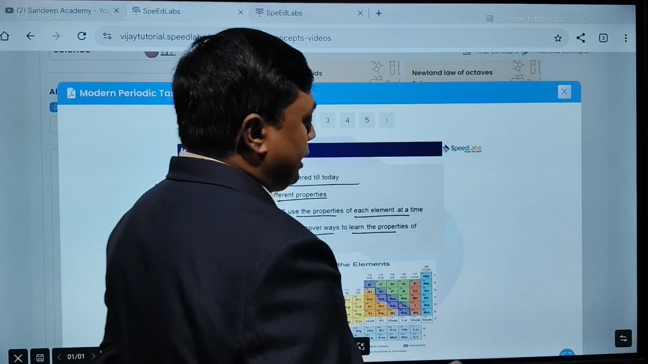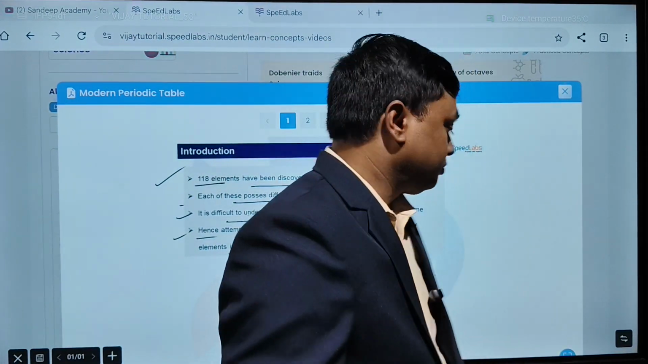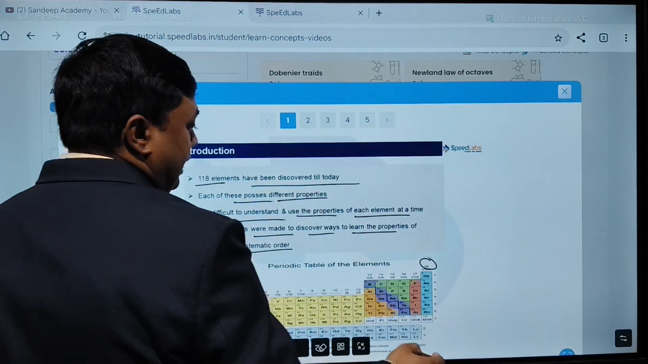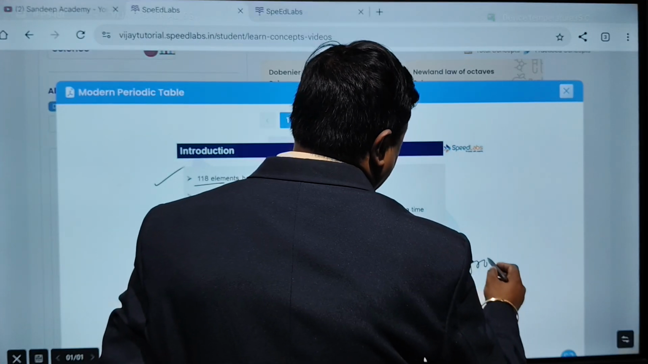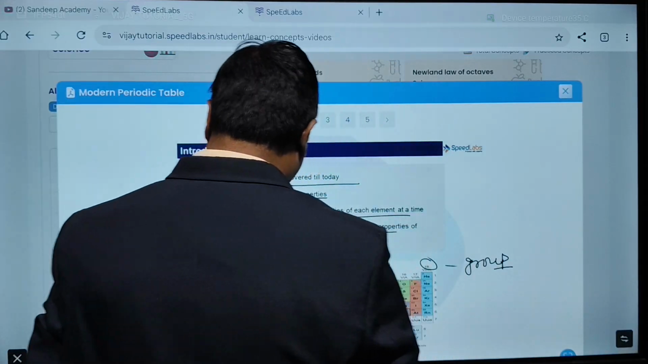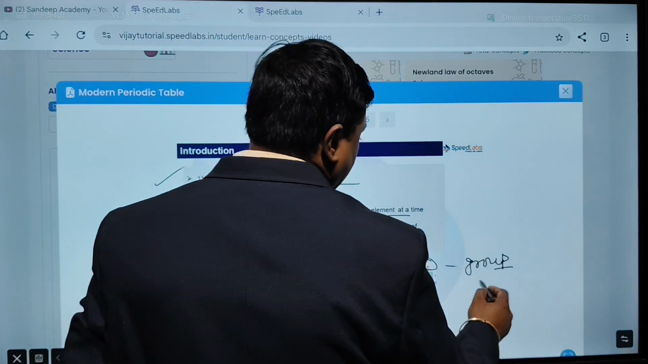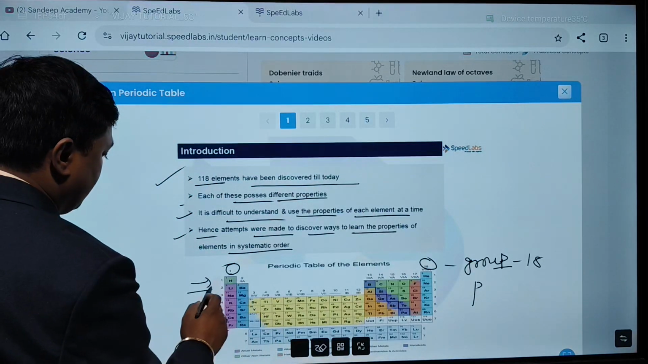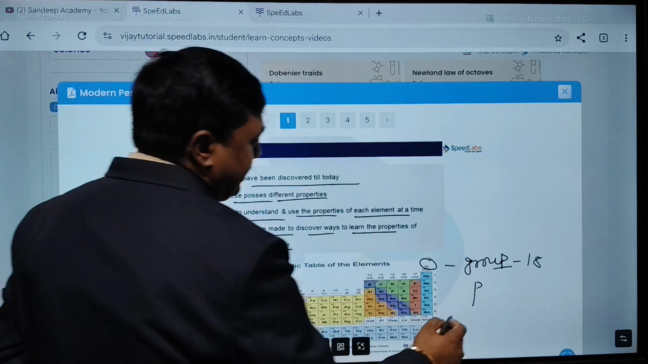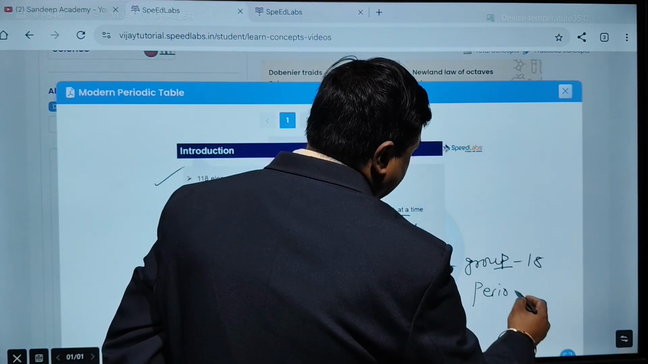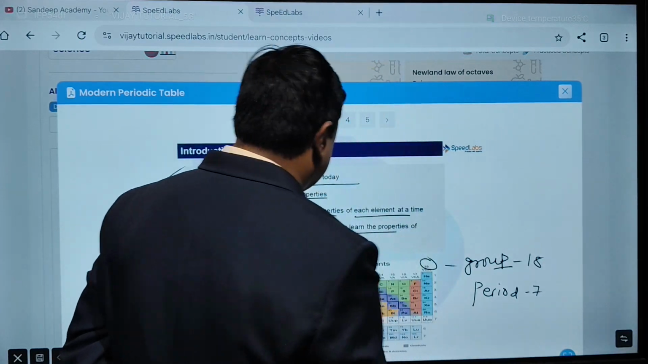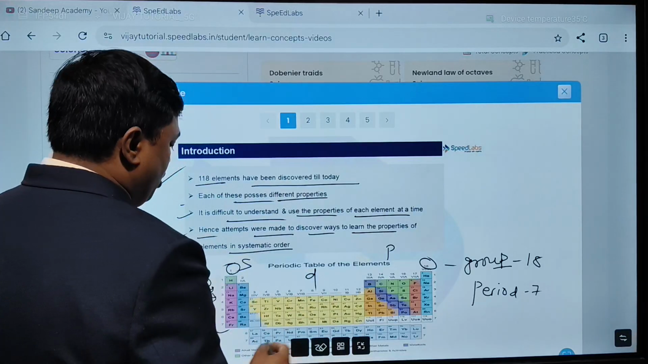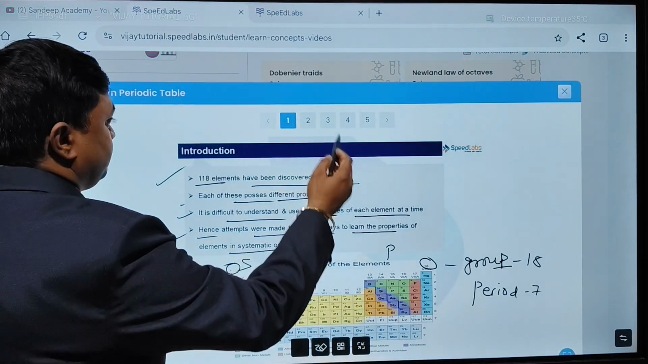So in the modern periodic table, we have 18 groups, 1 to 18, and there are 7 periods. Period is nothing but the horizontal rows. How many periods are there? There are 7 periods. And it is classified into 4 blocks: s block, p block, d block and f block. We'll see.